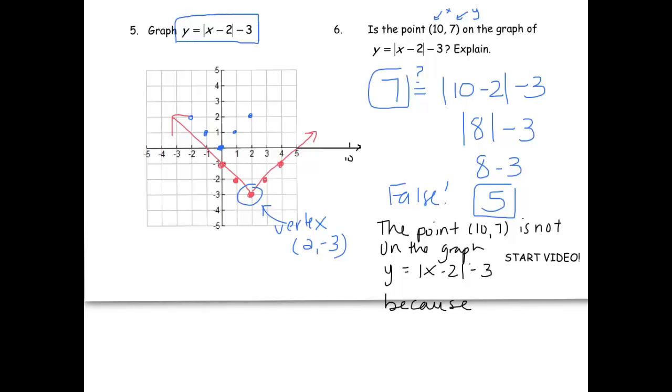because the x and y values do not make the equation true. They're not equal. So we're going to do more with that during the year, but we thought it would be a nice place to introduce that here. Anyway, on to absolute value functions.